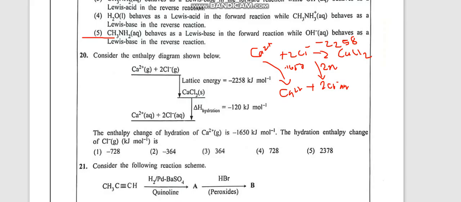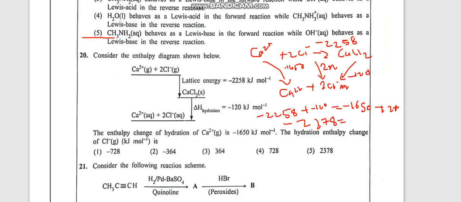Yeah, and then we can form the reaction. CaCl2 solid also they have given the hydration, that is this way, minus 120 kilojoule per mole. Now we can apply Hess's law. So this way, minus 2258 plus minus 120 is equal to minus 1650 plus 2x. Now let's see what's the solved answer. 2258 and 120 you have to add, so minus 2378 you will get.